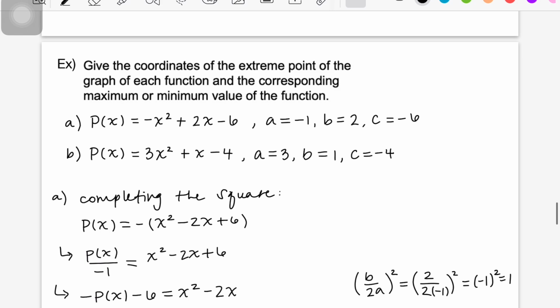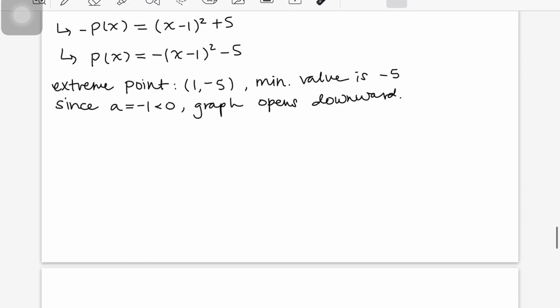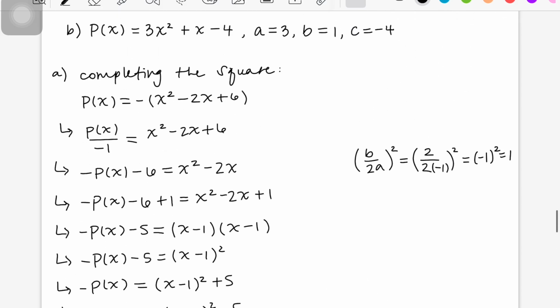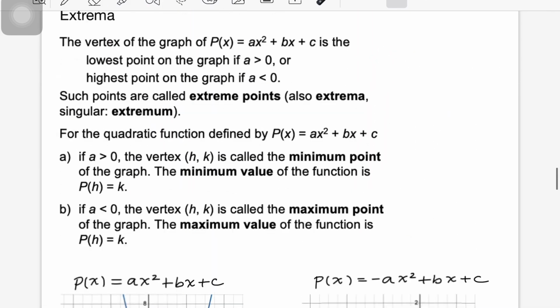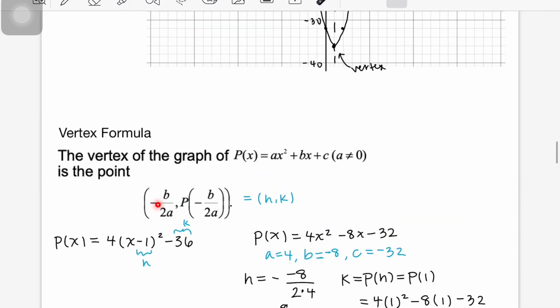Alright, so we found the extreme point and the corresponding minimum value for part A. Now we're going to do part B, and for this one, what we're going to do instead is use vertex formula. So we have b equal to 1 and a equal to 3, and just to remind us, vertex formula is this here, so we're going to find minus b over 2a.